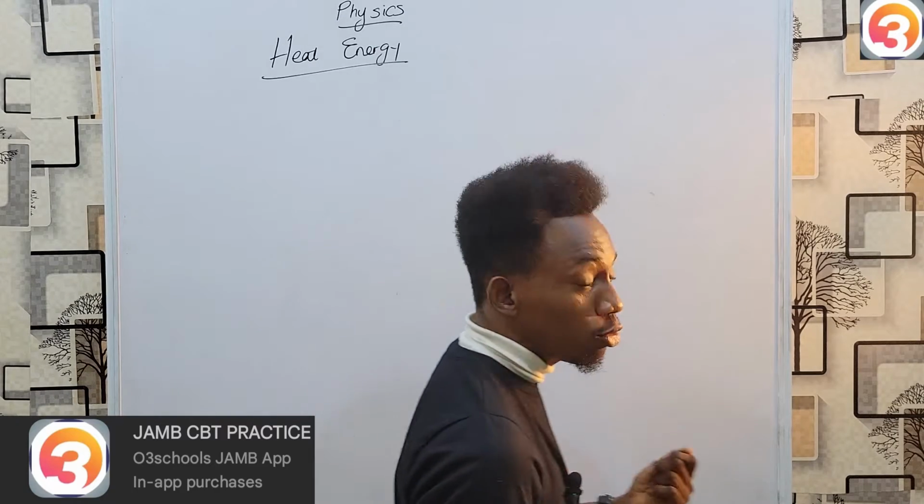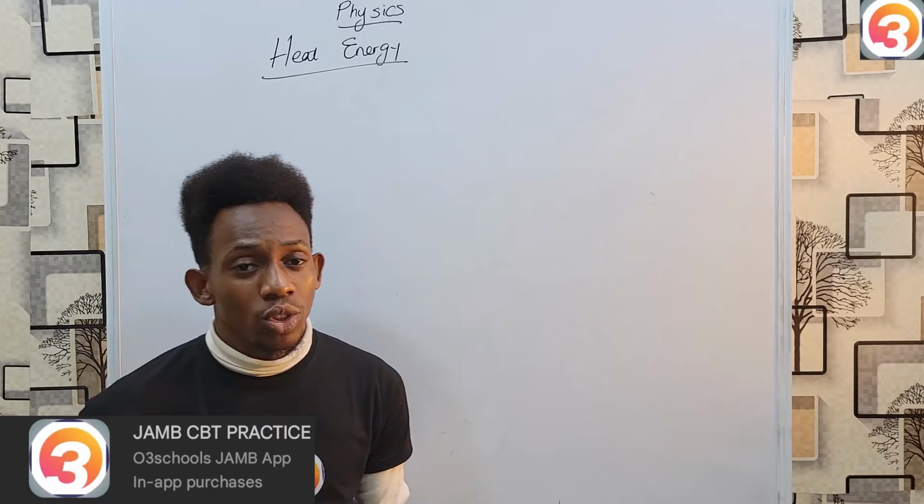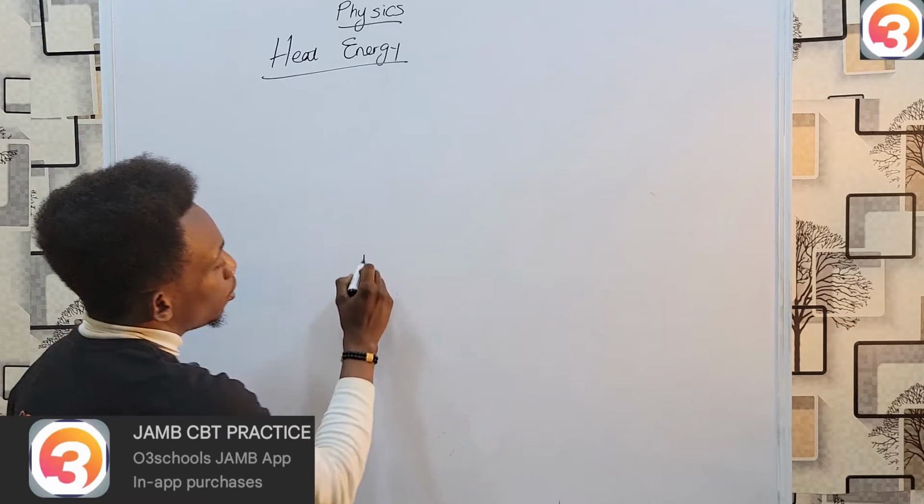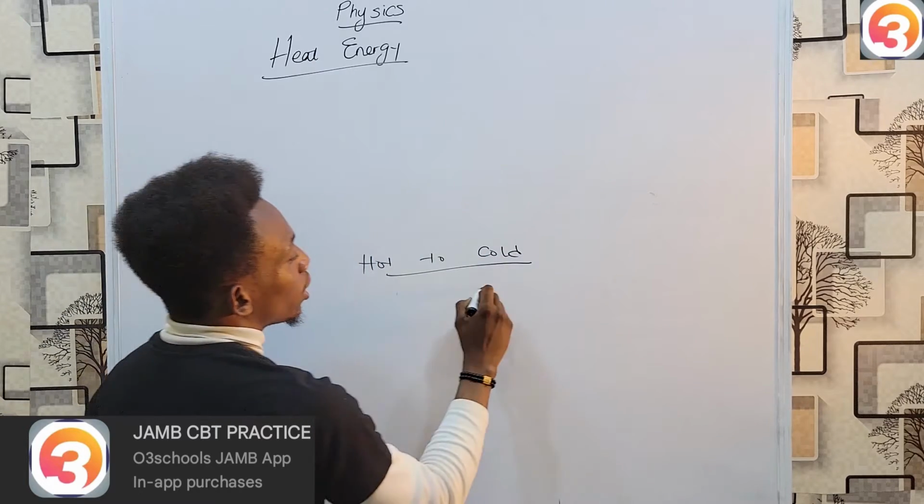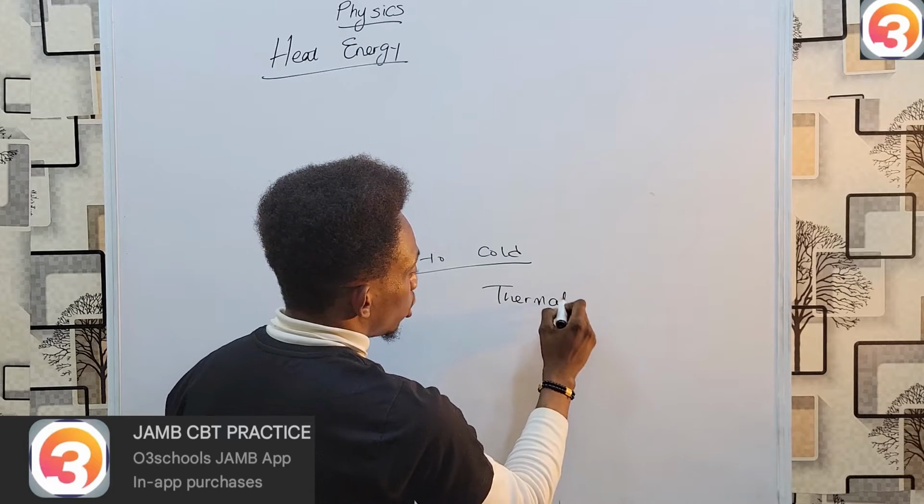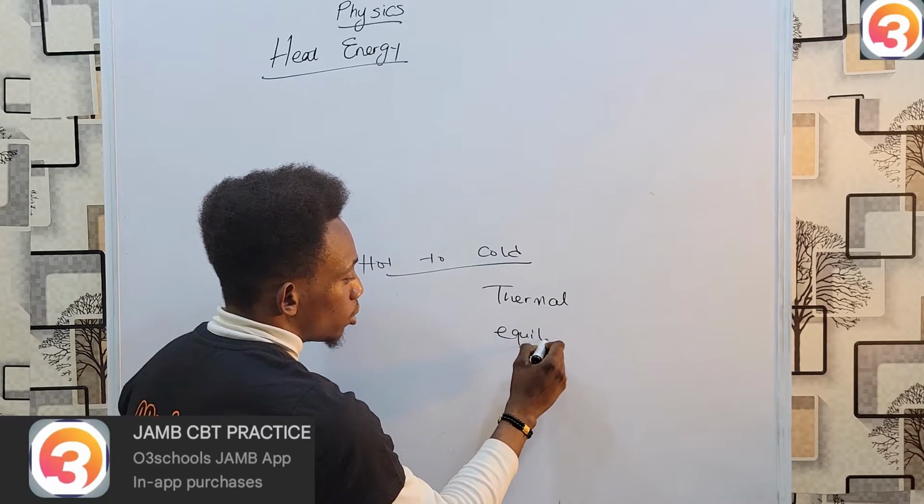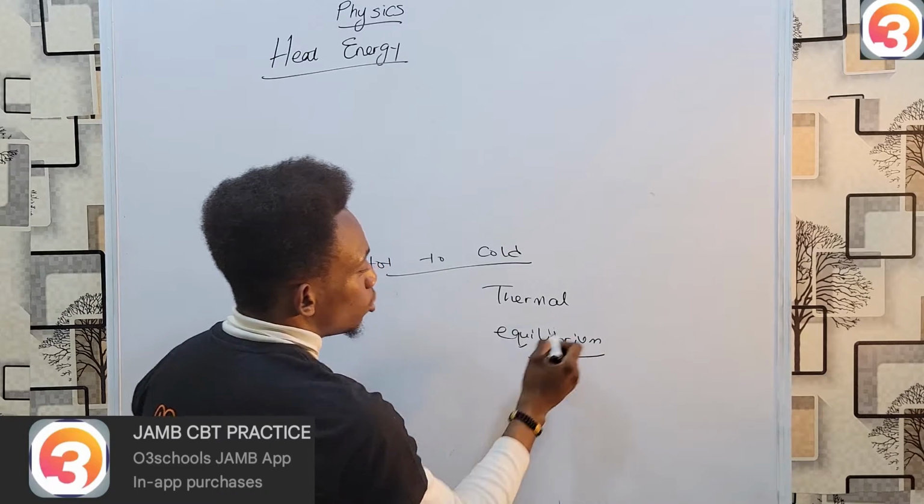Now, the first thing you must know is that heat is a form of energy, also referred to as thermal energy. And the special thing about this energy is that it always travels in one direction, from the hotter body to the colder body. So heat is basically a form of energy which travels from one object to another based on temperature difference. The heat always tries to go from the hot to the cold until something known as thermal equilibrium is reached.